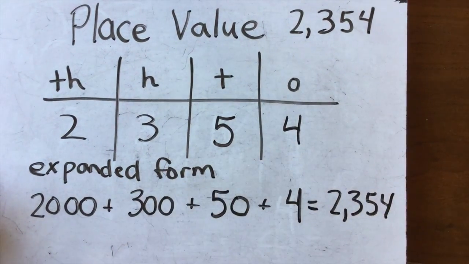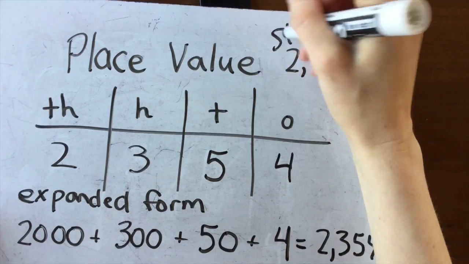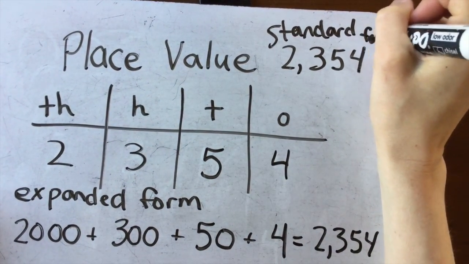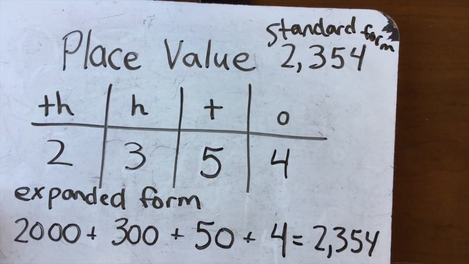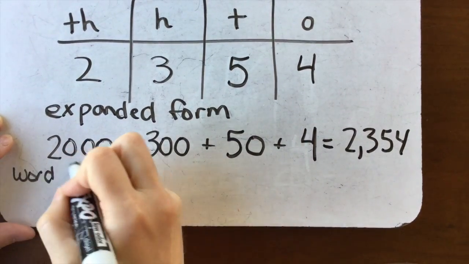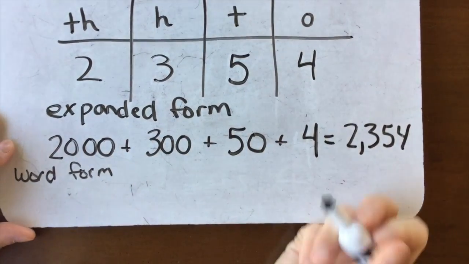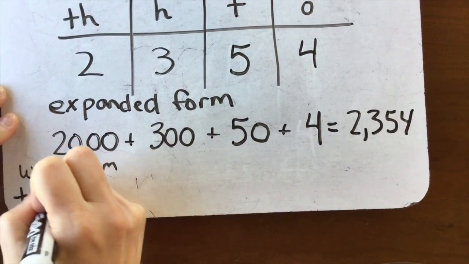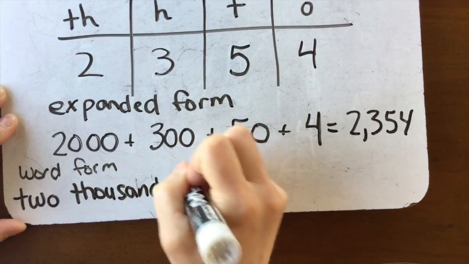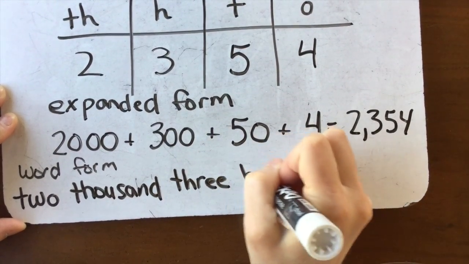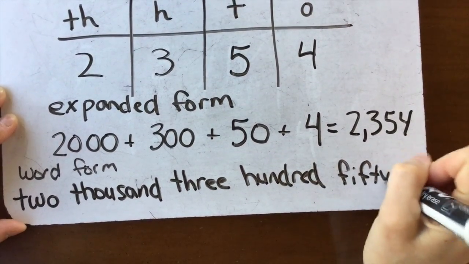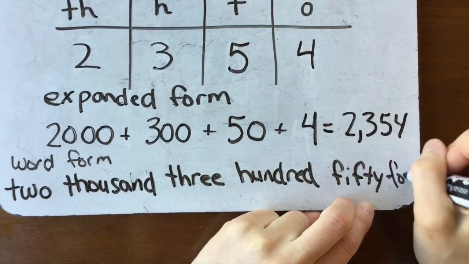There is another way to write, let me write standard form so we don't forget. Regular form is standard form. Oops, running out of board. There is another way to write it, and that is word form. So you would write it like this. 2,350.